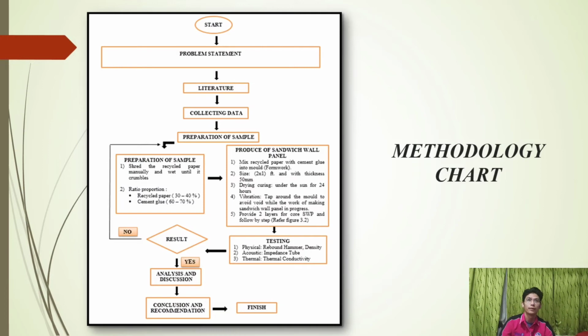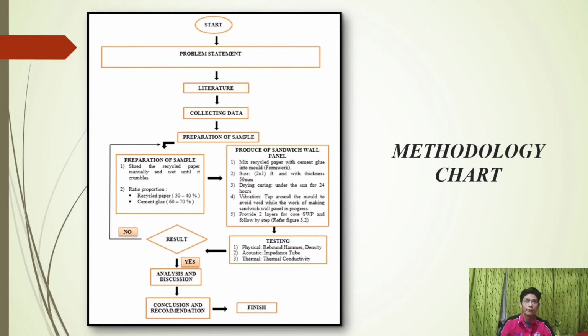Then go to produce the sandwich wall panel. First, mix the recycled paper with cement glue into the mold, which is formwork, size 2 by 1 feet with thickness 50 mm, and then dry and cure under the sun for 24 hours. For the vibration, tap around the mold to avoid voids while making the sandwich wall panel. The last step is to provide 2 layers for the core of the sandwich wall panel, followed by the next step.